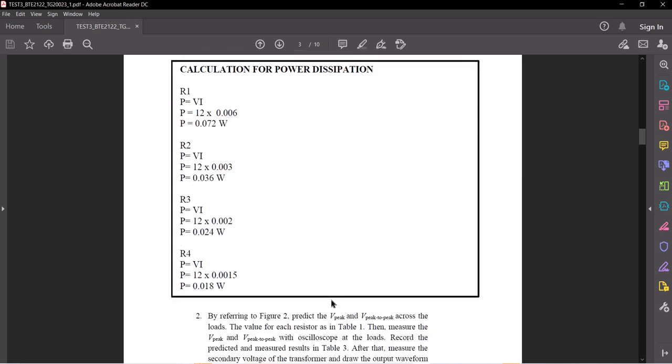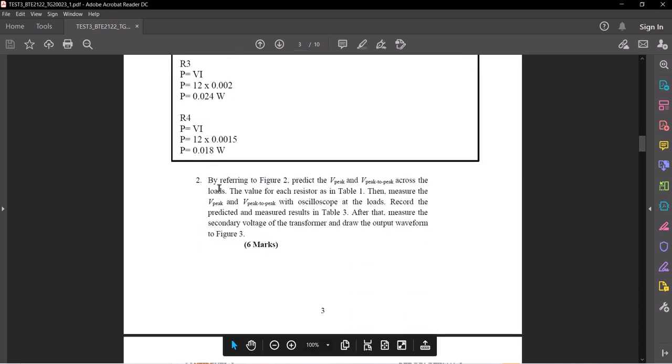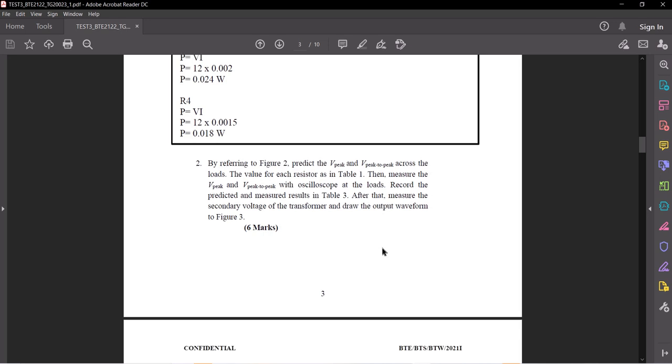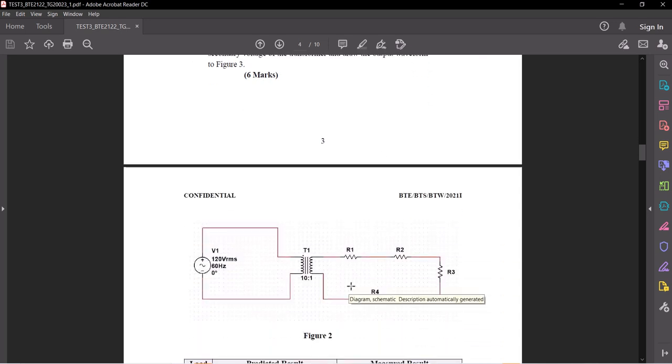So now let's go for part 2. By referring to figure 2, predict V peak and V peak to peak across the loads, and also measure V peak and V peak to peak using the oscilloscope, and record the predicted and measured values in table 3. After that, measure the secondary voltage of the transformer and draw the output waveform in figure 3. So this is figure 2.